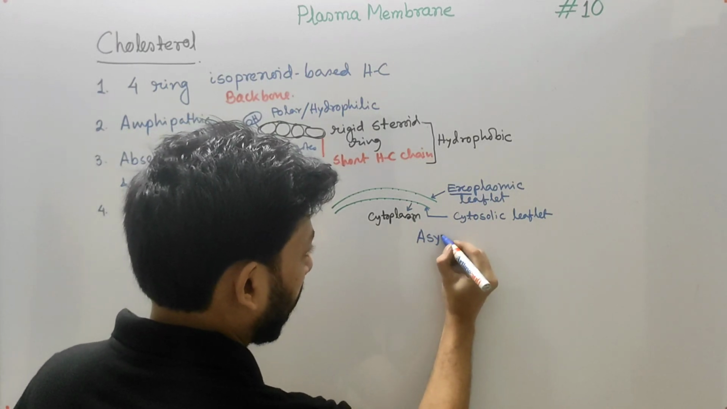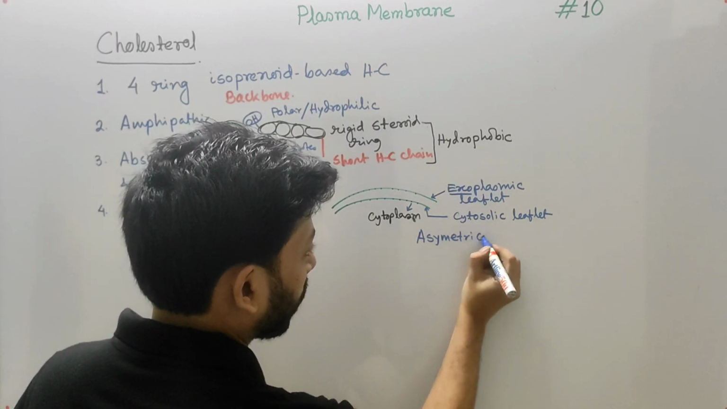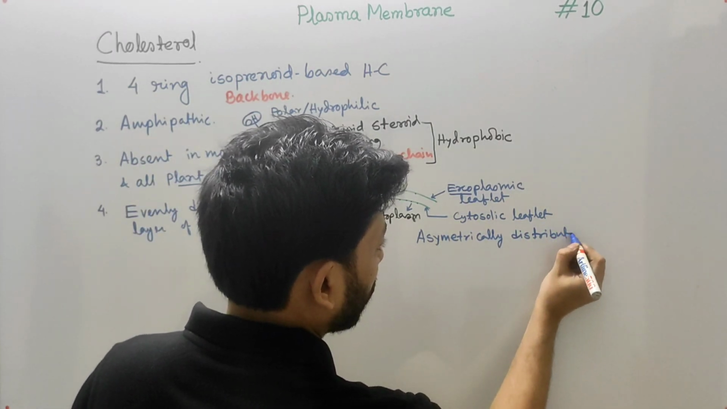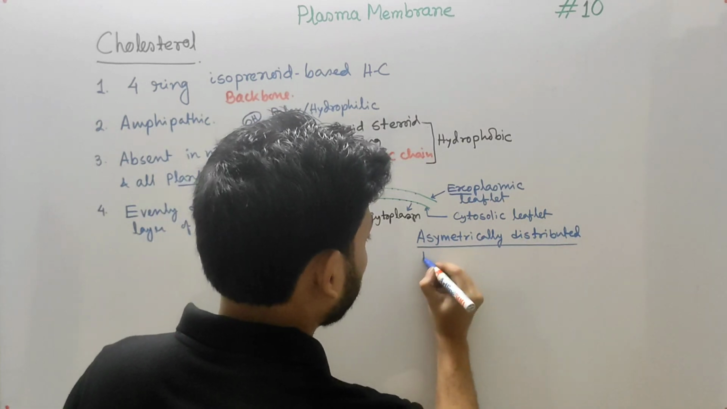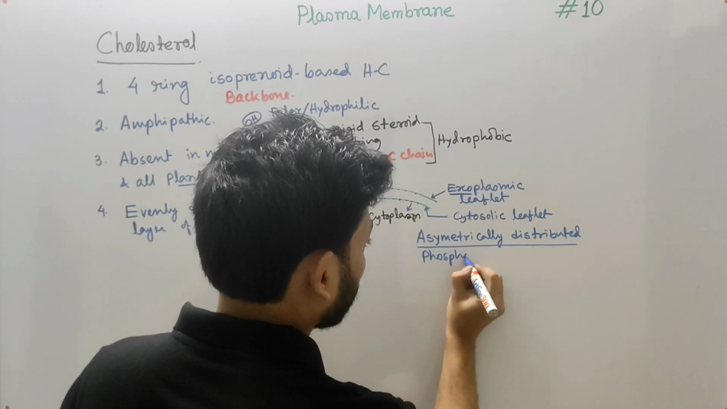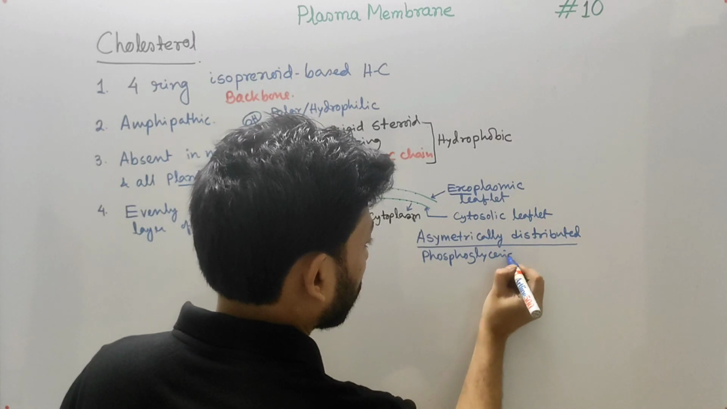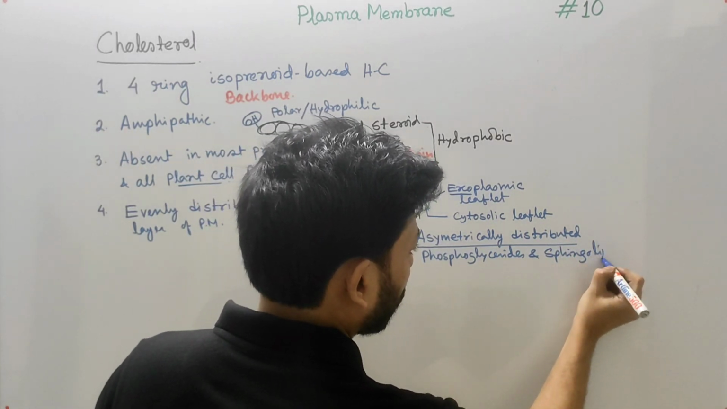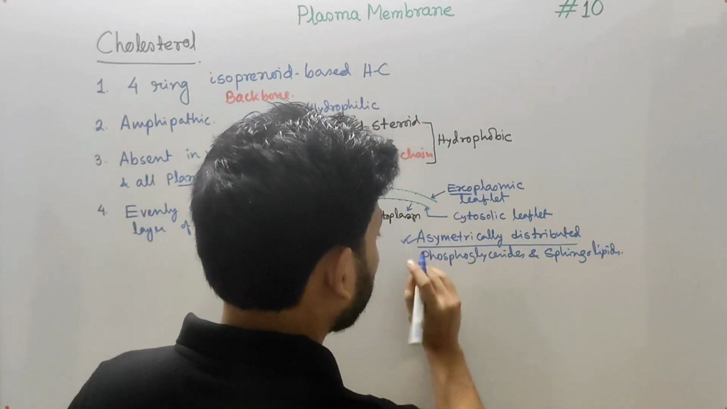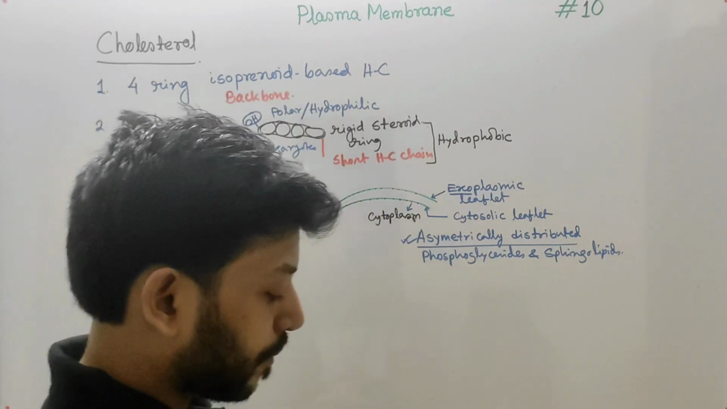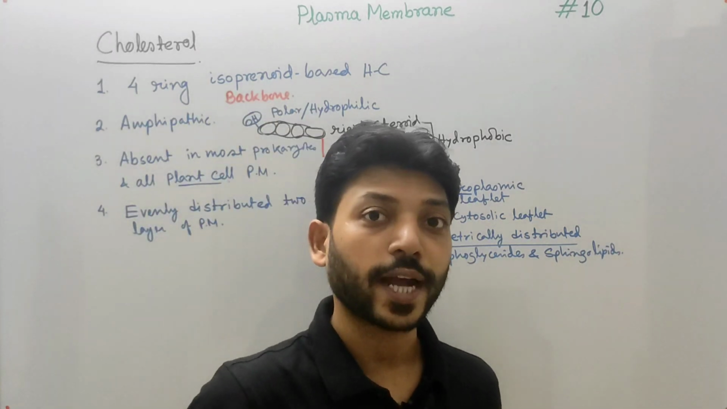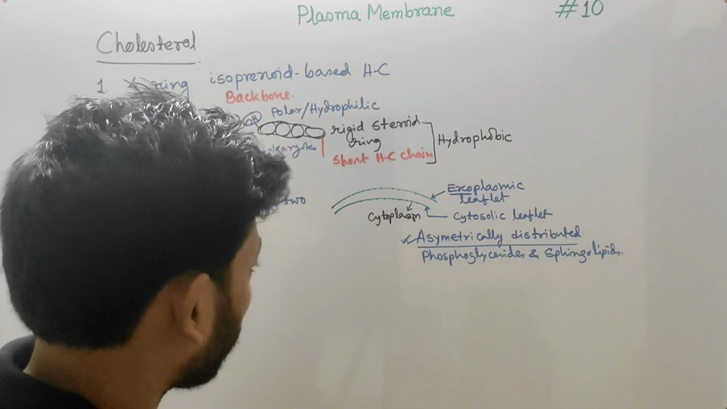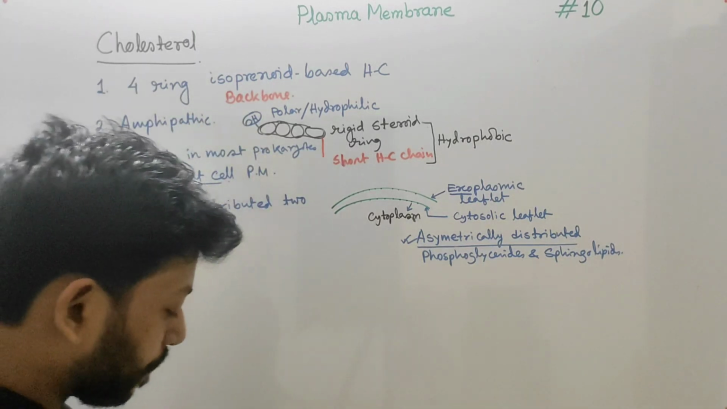The phosphoglycerides and sphingolipids, these two lipids are asymmetrically distributed, and this asymmetrical distribution plays an important role in the plasma membrane. I will take a separate video on this topic, asymmetrical distribution of phosphoglycerides and sphingolipids, but cholesterol is evenly distributed.